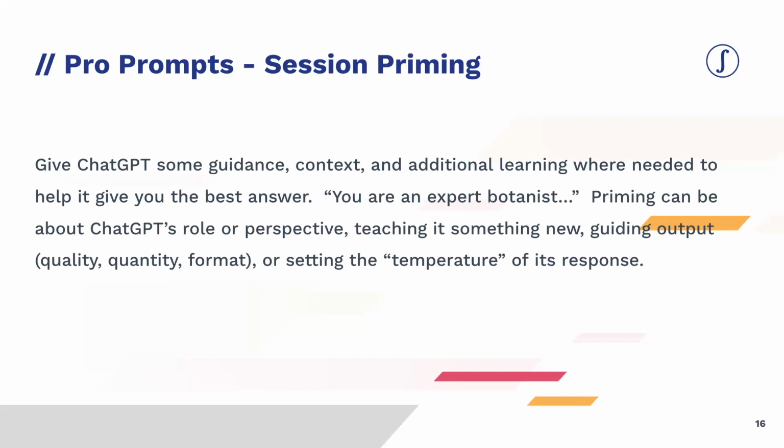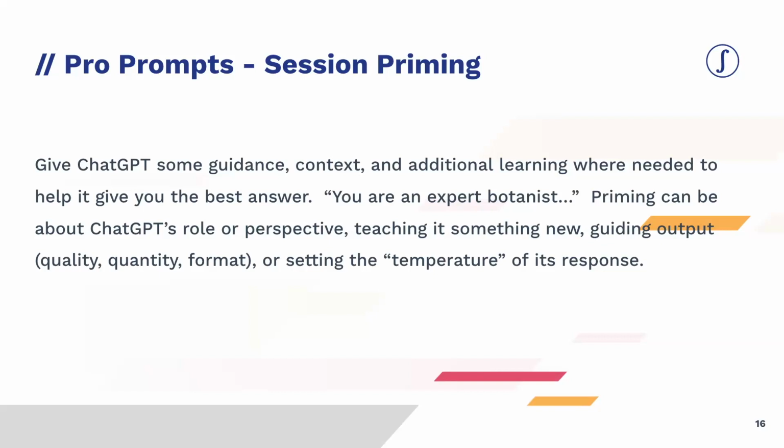Then we're going to talk about this slide, and then I'm going to pause in case there's questions, because this is an interesting topic here and it seems like a good pause point. I don't know if anyone else really uses this phrase, but I call it session priming or prompt priming. It's really the act of giving ChatGPT or Bard or whatever chatbot you're using some guidance, context, and additional learning, so that it gives you an answer more like what you're looking for.